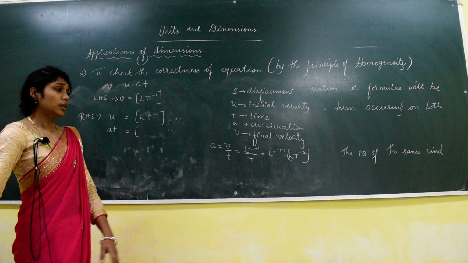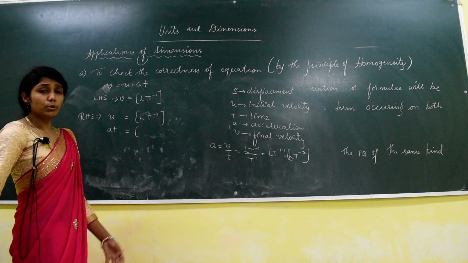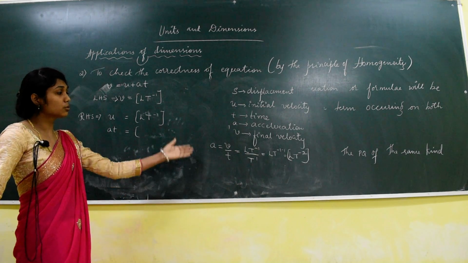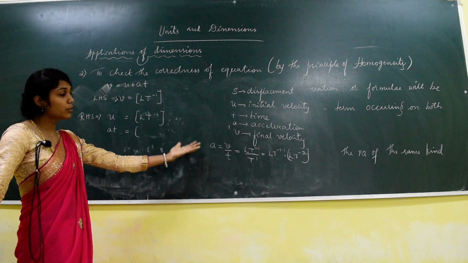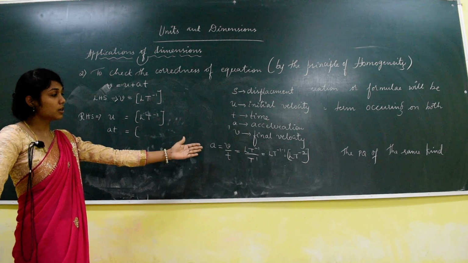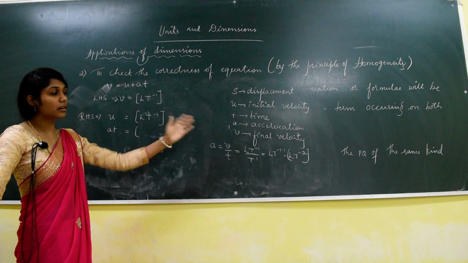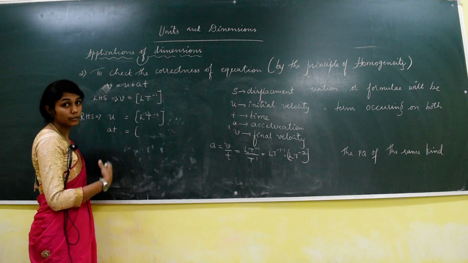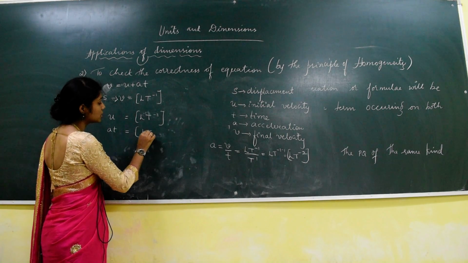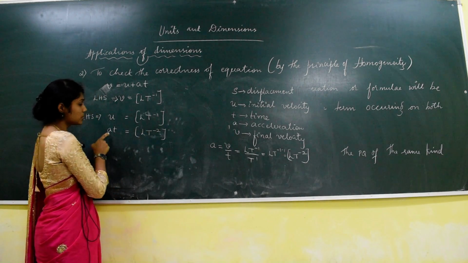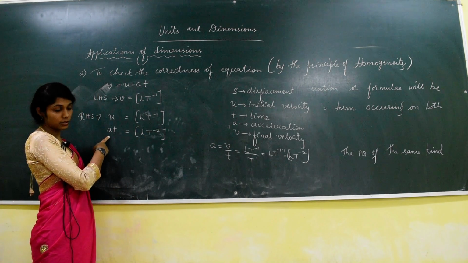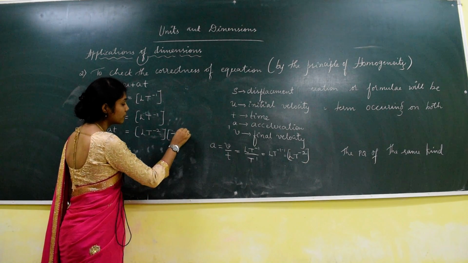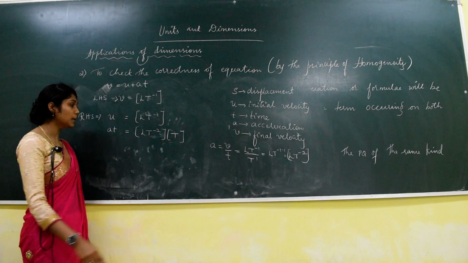Suppose you are not able to remember the dimensions of a particular physical quantity, then you should do it like this. If you know the formula for acceleration, then you can easily get the dimensions of acceleration, or else you can write it directly if you know. So LT minus 2. This is the dimensions of acceleration, and next you have time here. So for time we'll write capital T.